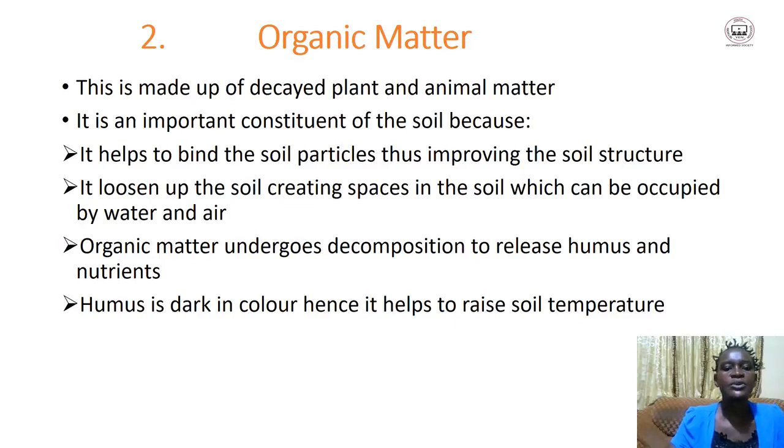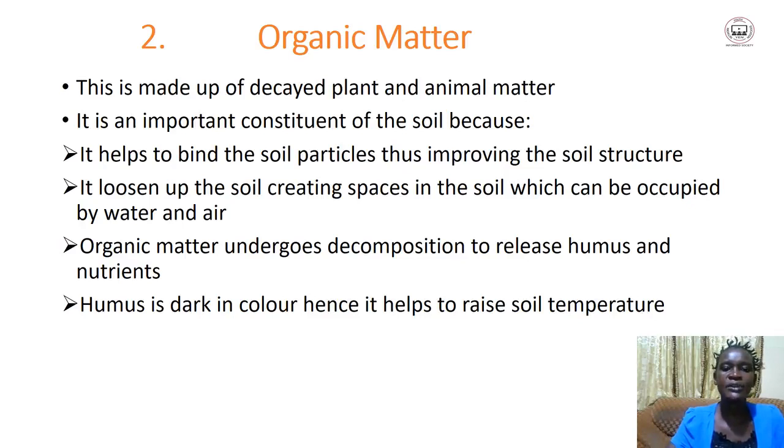Another soil composition is what we call organic matter. Organic matter is made up of decayed plant and animal matter. So organic matter should also be an important constituent of the soil. The main reason why we're saying that it is a very important constituent of the soil is that it will act as a cementing agent. In short, it helps to bind the soil particles, thus improving the soil structure.